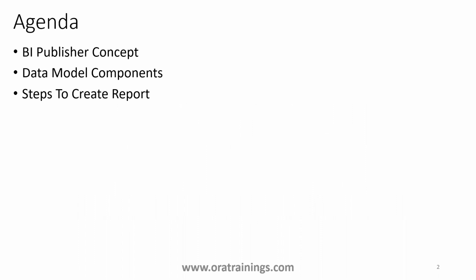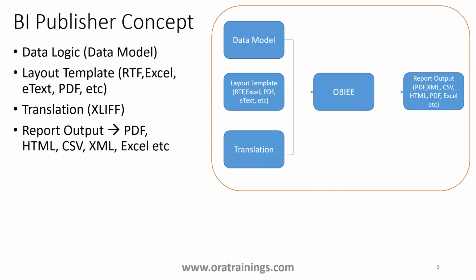So at a very high level, when we design a BI Publisher report, what are the components involved? The first and foremost important thing is the data model, nothing but from which data source you want to design a report. Let us say if you want to design a payables report, it means that you want payables data, and that is the data you want to have.